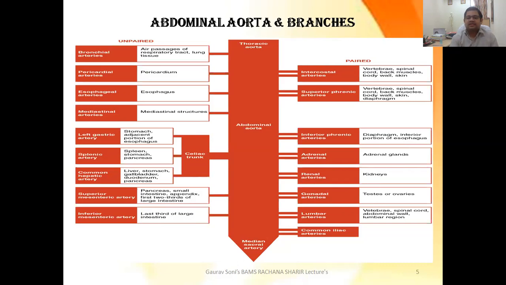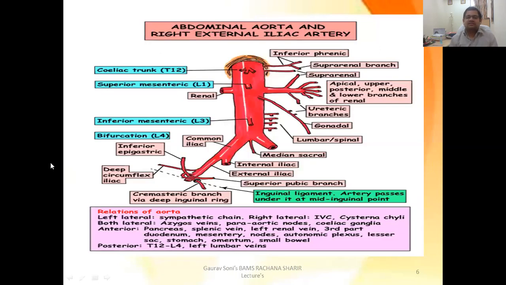Then there are the common iliac arteries at this region, and one specific artery which is a direct continuation of the abdominal aorta, known as the median sacral artery. So here the terminal arteries are the right and left common iliac arteries, not the median sacral. The median sacral is part of the abdominal aorta itself. This is also the same branch.